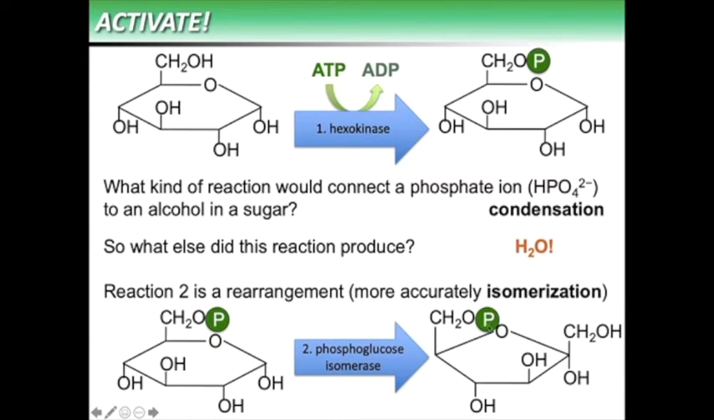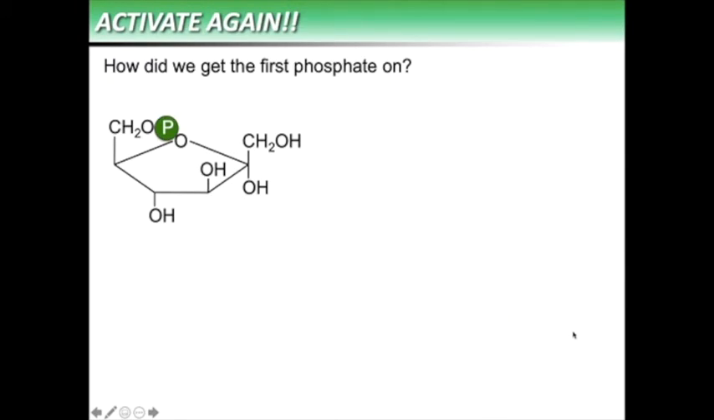And notice the numbering system just like it was before, right? 1, 2, 3, 4, 5, and 6 is the one outside the ring that has the phosphate. Again, with the fructose, 1, 2, 3, 4, 5, 6. Carbon 1 also being outside the ring now because it's a ketose.